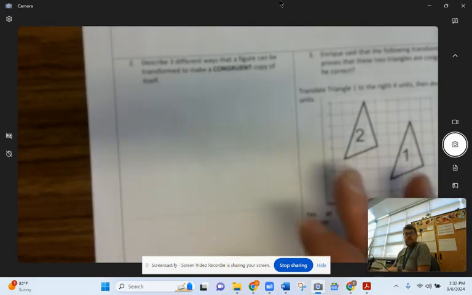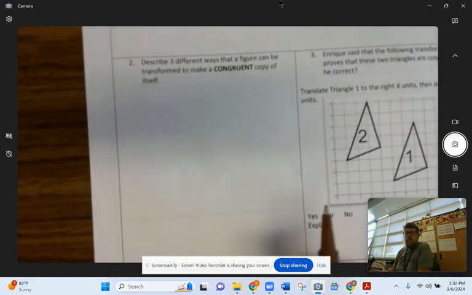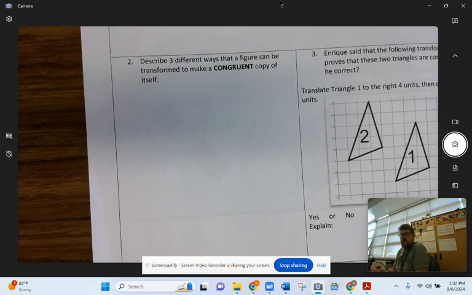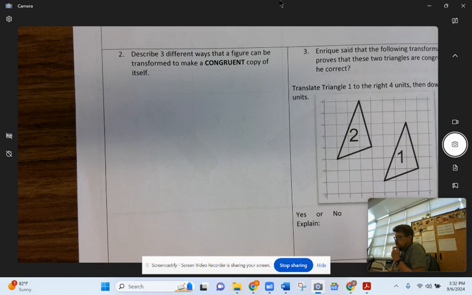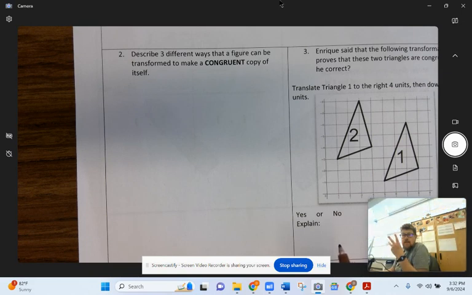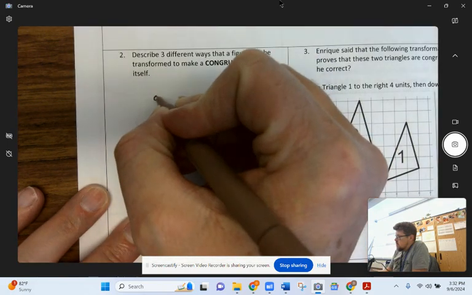This is when we get into transformations here. We want to describe 3 different ways that a figure can be transformed to make a congruent copy of itself. So we're looking here for rigid transformations. We've talked about 4 different transformations: translation, reflection, rotation, and dilation. The only one that does not make a congruent copy is dilation. So we take that one away, and we talk about translation.